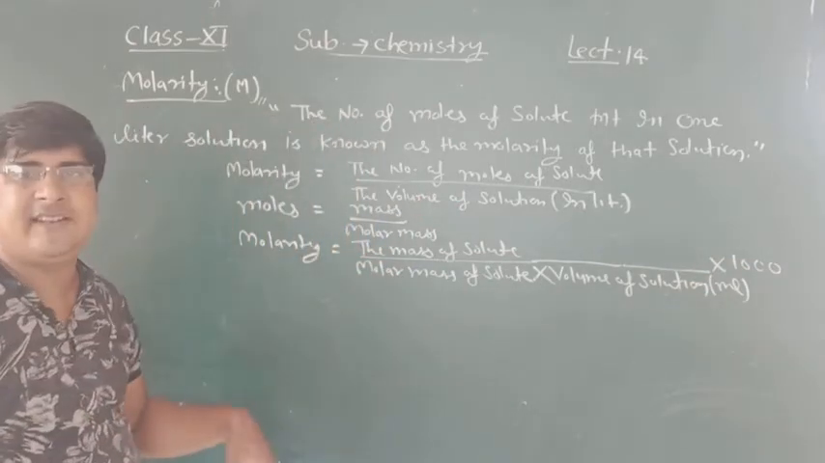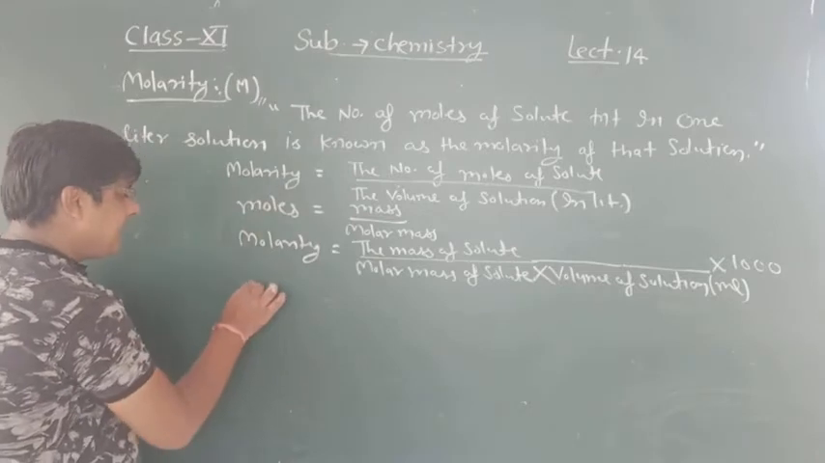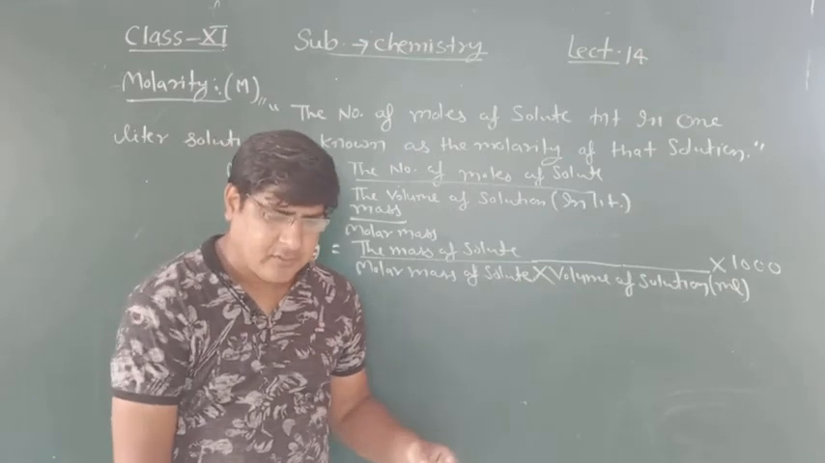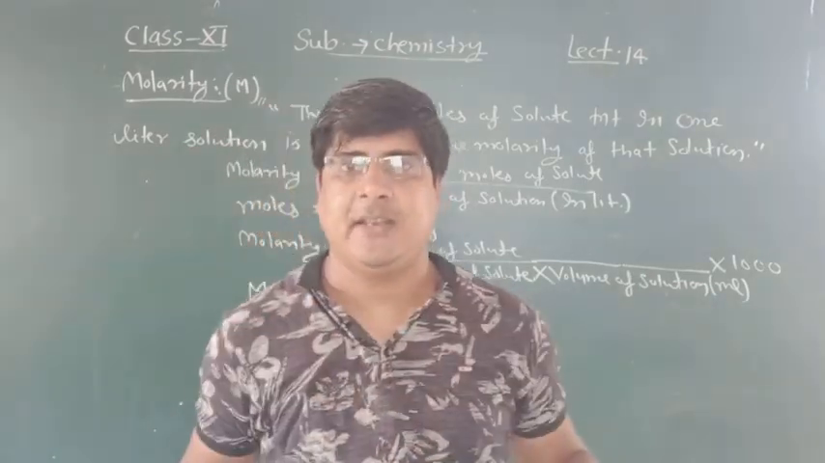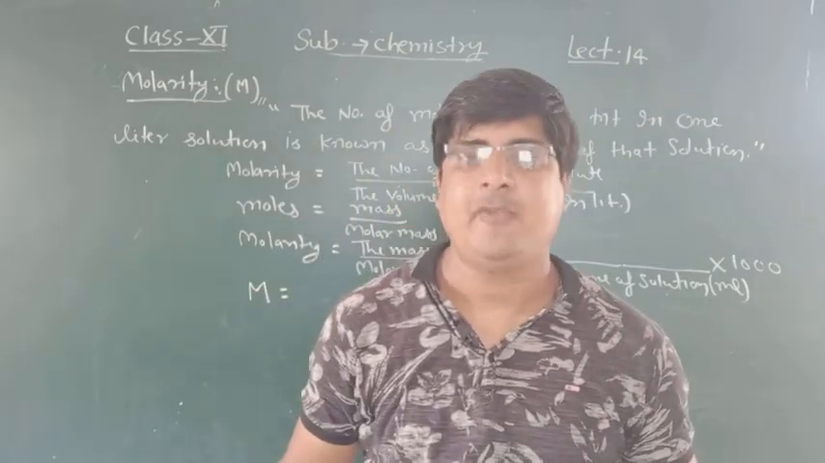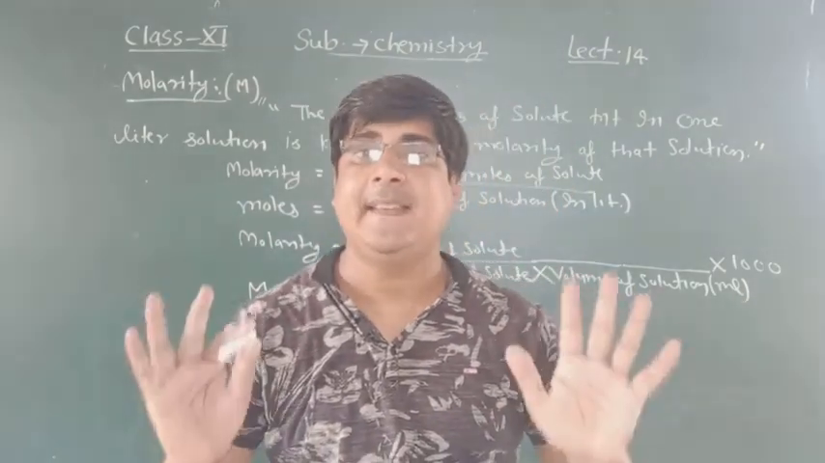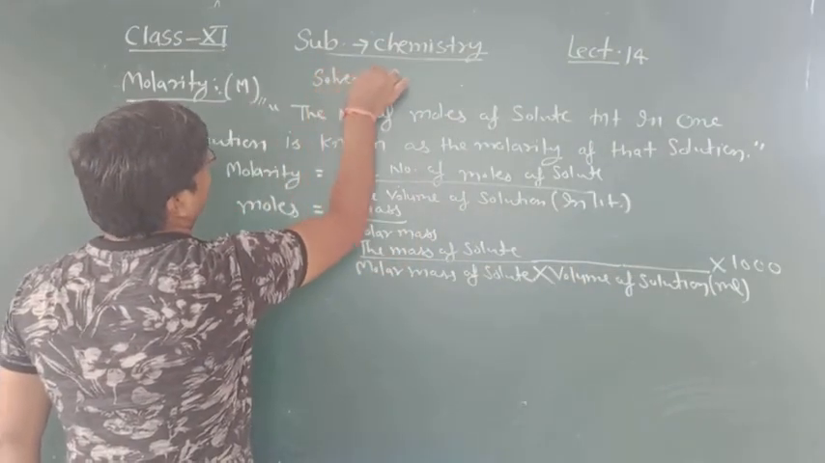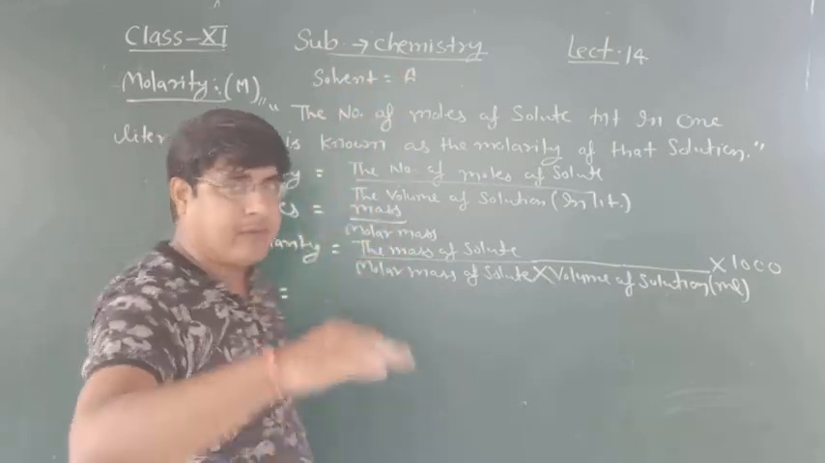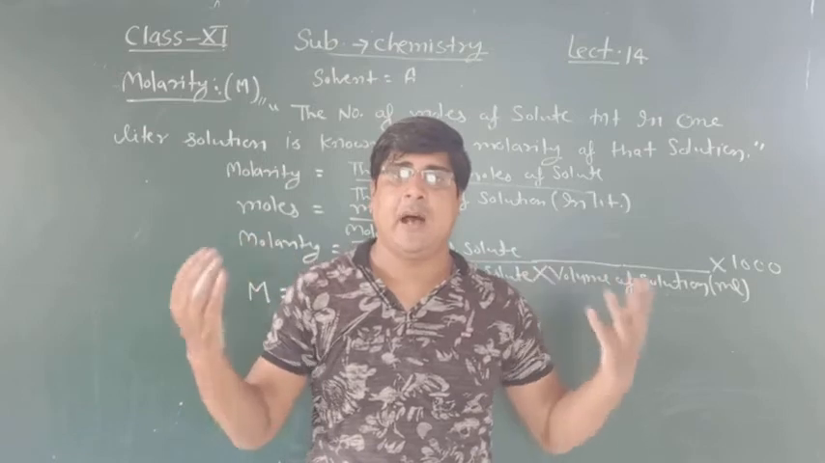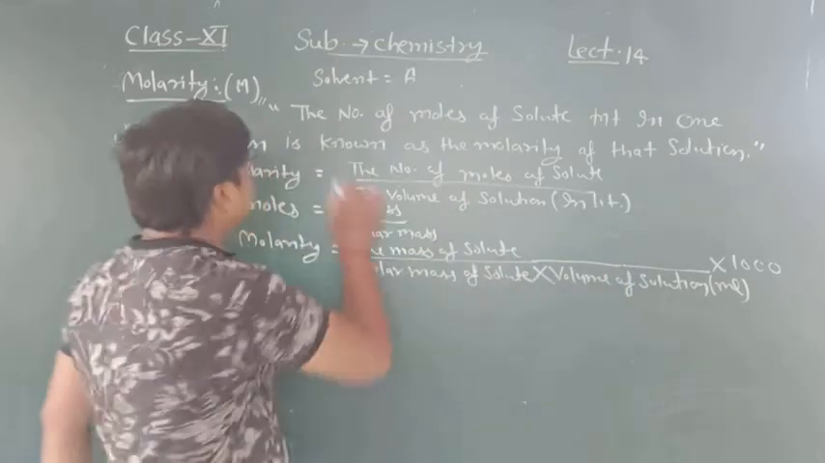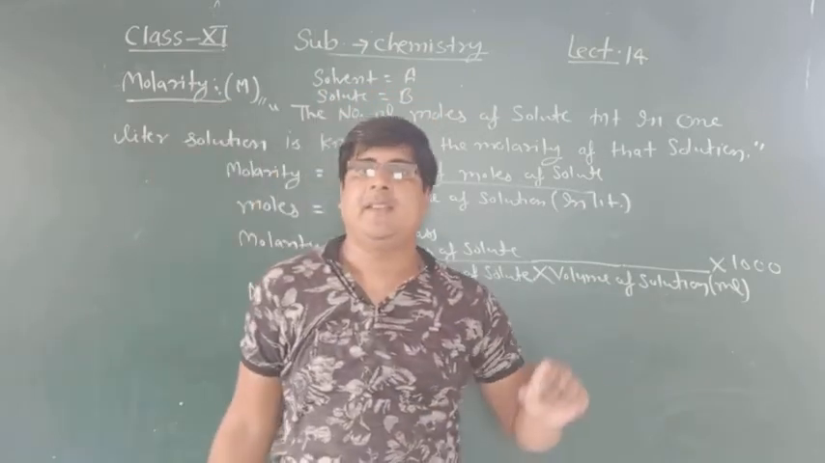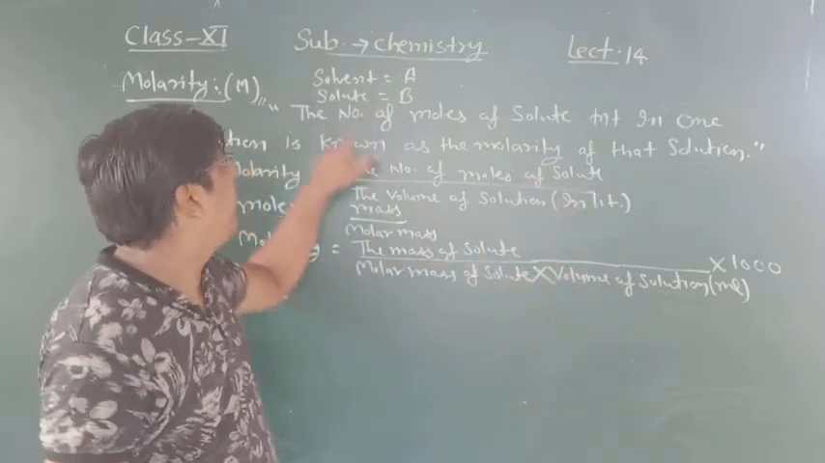This is the formula of molarity in short way. In symbols we can write it. Molarity will be, mass is represented by small m, and you consider in chemistry solvent is A and solute is B. We consider that solute is B and solvent is A. So every value given with A represents the solvent, and every value of B represents the solute.